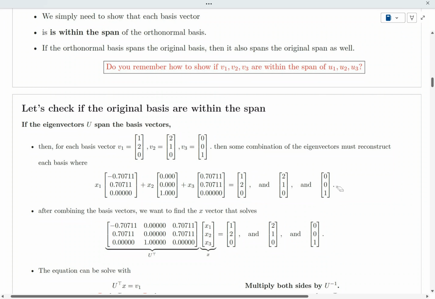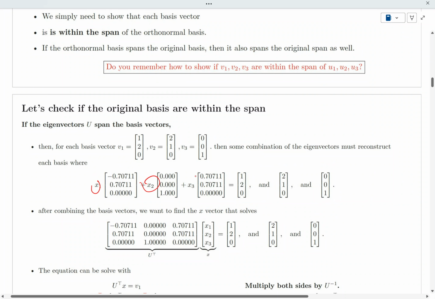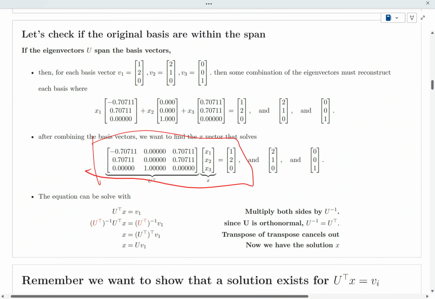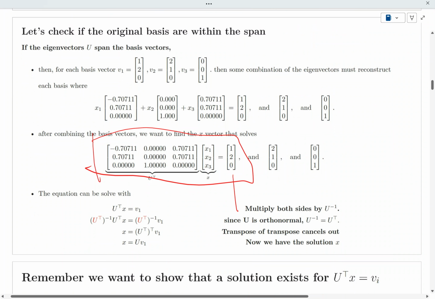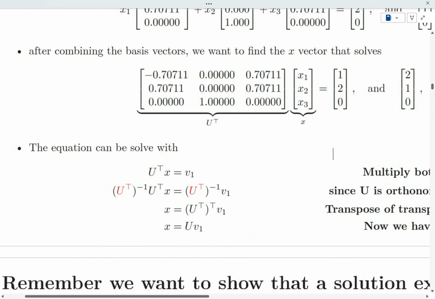After we write it out this way, notice how we can pull x1, x2, x3 out, implying that we have this expression. So in order for us to find out if this vector is within the basis, all we have to do is show that we can find a point to reach the basis. Now this is easy to solve. I'm going to call this matrix U transpose x and v1, right? V1. So we're trying to essentially find the x.